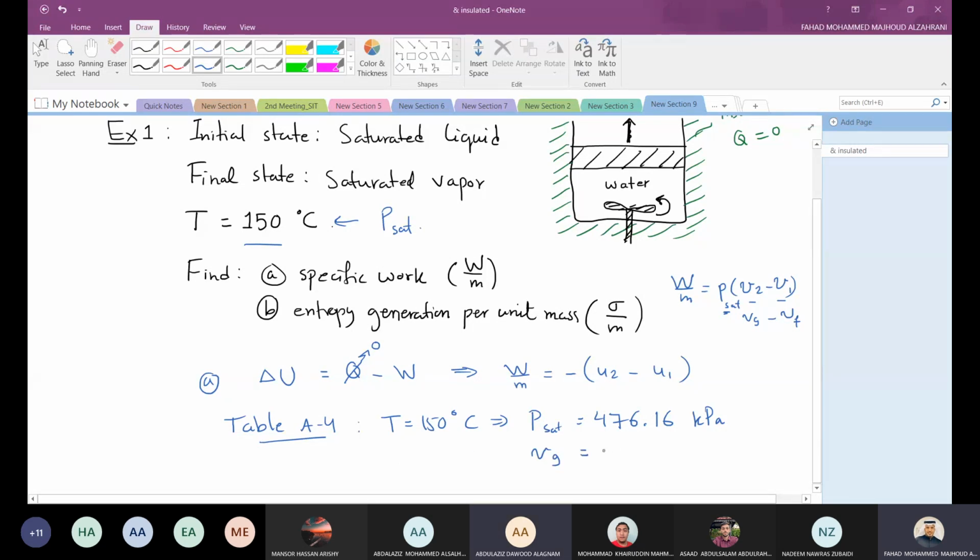VG is 0.39248 meter cubed per kilogram. And VF is 0.001091.